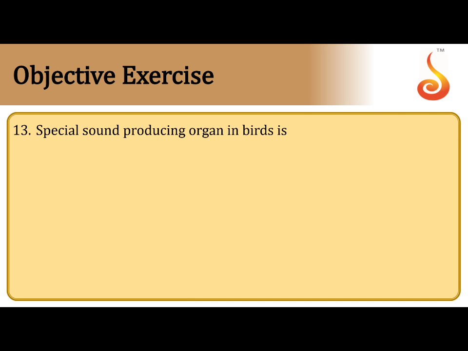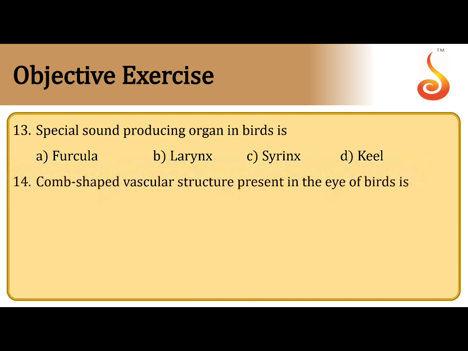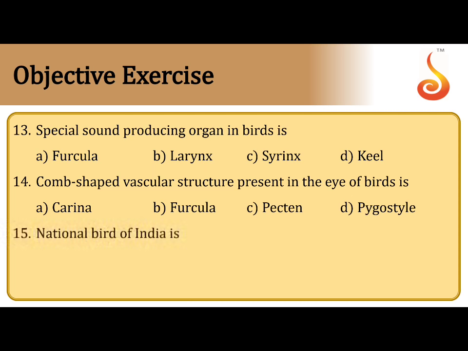Question 13. Special sound producing organ in birds is furcula, larynx, syrinx, keel. Comb-shaped vascular structure present in the eye of birds is carina, furcula, pecten, pygostyle. National bird of India is pavo, kiwi, coracias, neophron.